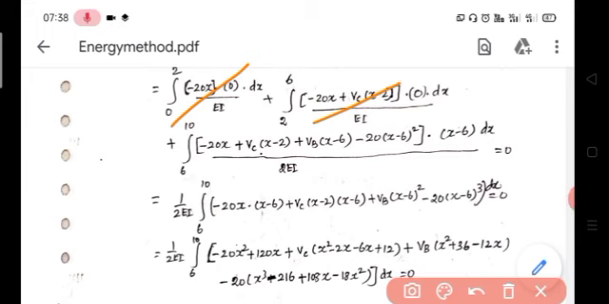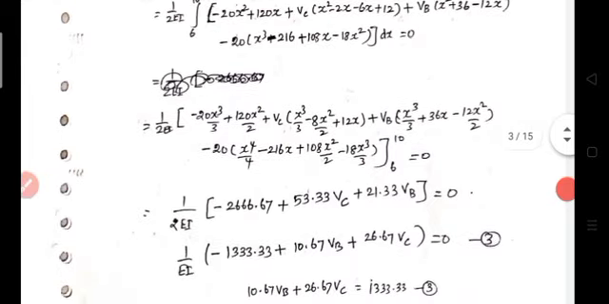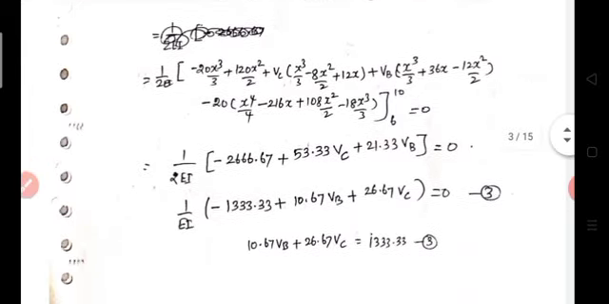So finally 1 by 2EI integration with limit 6 to 10, that equation remains. Now expand it, then integrate it. It gives an equation in terms of Vb and Vc: some coefficient times Vb plus some coefficient times Vc is equal to some constant. This is taken as equation 3. You may solve this with the help of a calculator, or manually expand it and then integrate it. This is equation 3.